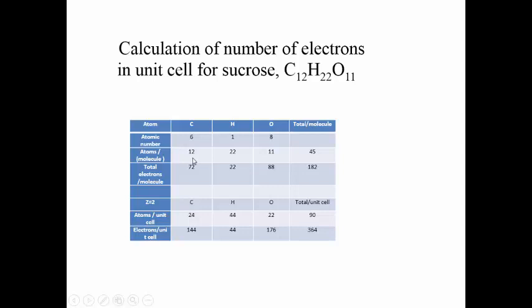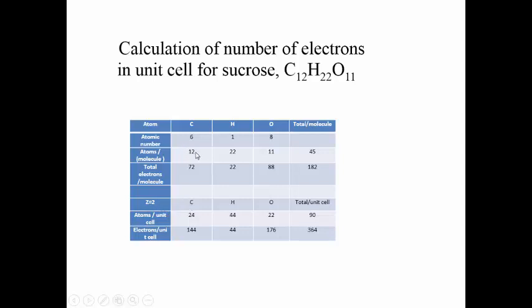But we're interested in the scattering of the electrons, so we need to know how many electrons we've got. We multiply the number of electrons in the individual atom times the number of atoms, and we get 72, 22, 88, and we add this all up and we get 182. So each molecule will scatter 182. Now, when you want to find out how many are in the unit cell, we have to go to the CIF file and get the Z. The Z in the CIF file is 2, so that means that we have 2 molecules.